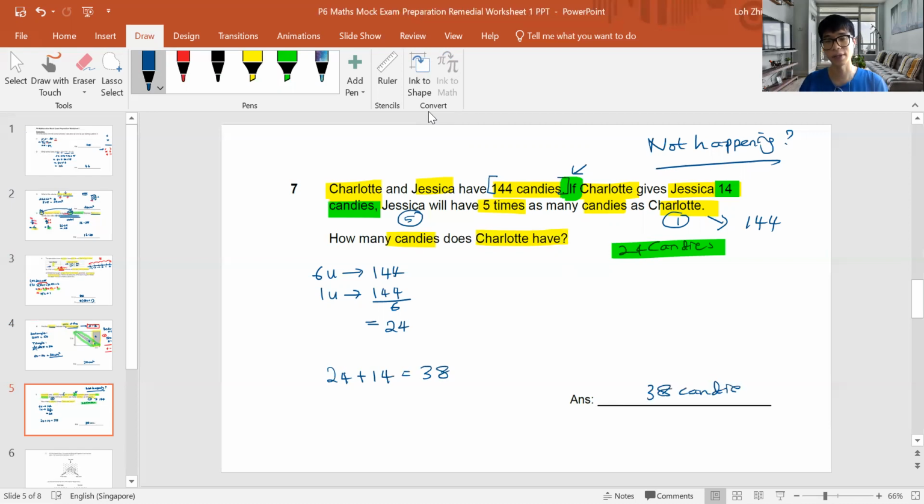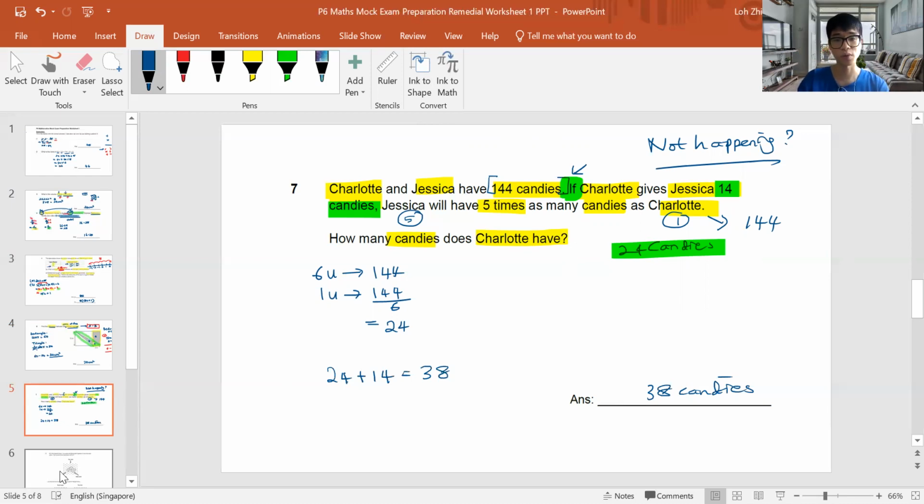Means that actually Charlotte has 38 candies. If you give 14, then we have 24 candies. Okay, you get the concept here. Again, if I use the word "if", it means that that's not happening, but we just assume what will happen if we do that. Okay, and that is this question.